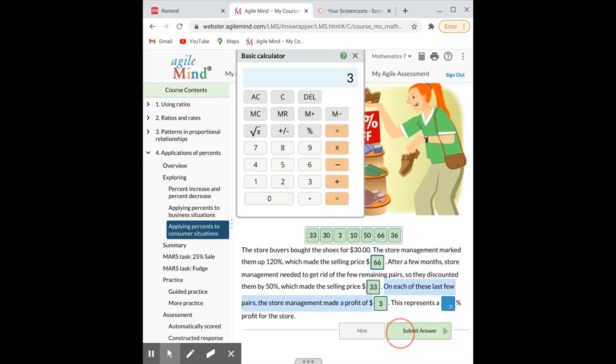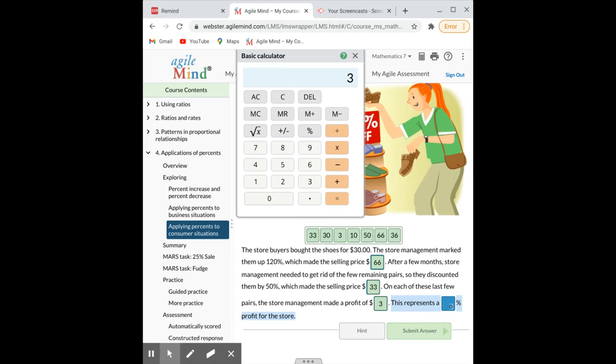I was thinking of the 66. I thought that was the original thing. All right, no, so make sure that you focus. At the very beginning, it said that the store buyers bought the shoes for $30. That's why it was the original price. All right, and then we have one left down here at the bottom, and go ahead and do that one, Devin. I want to see if you can do that one.